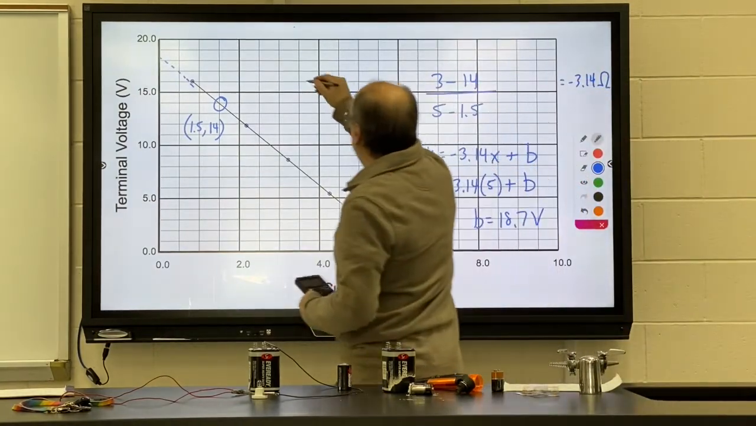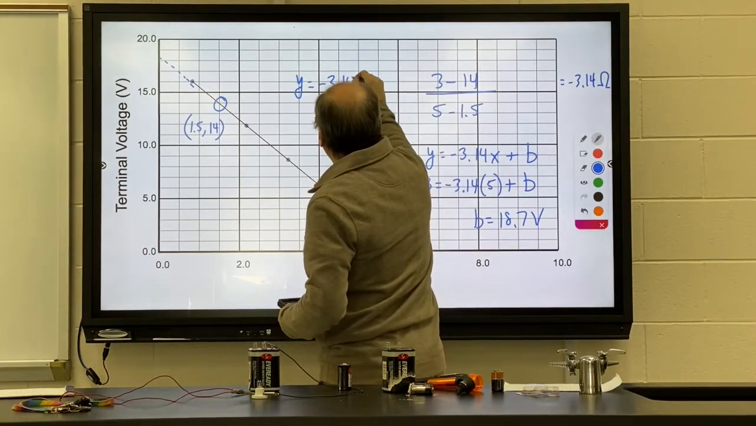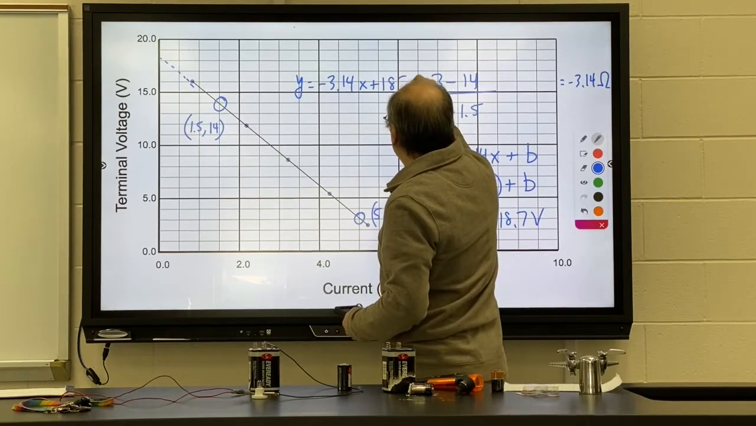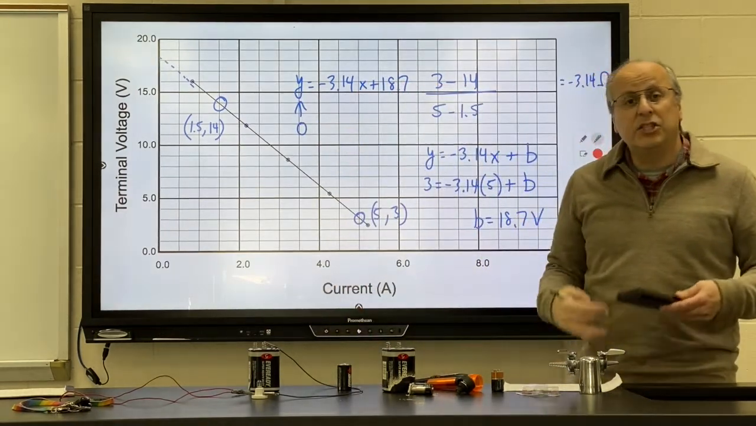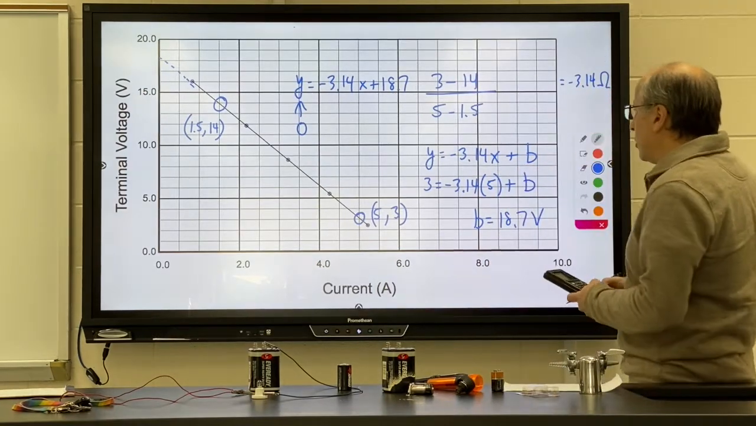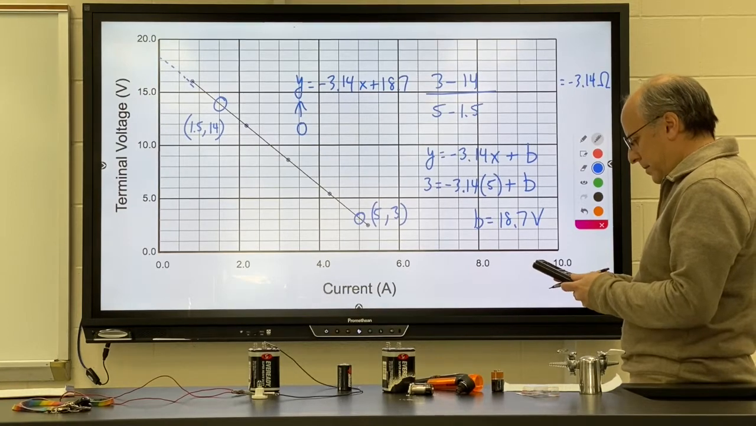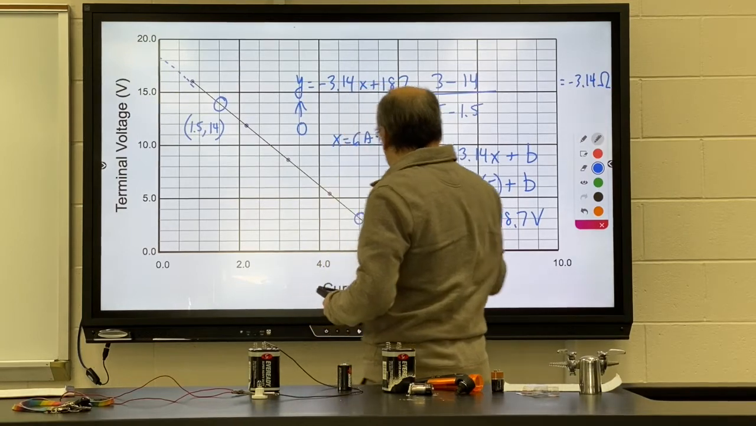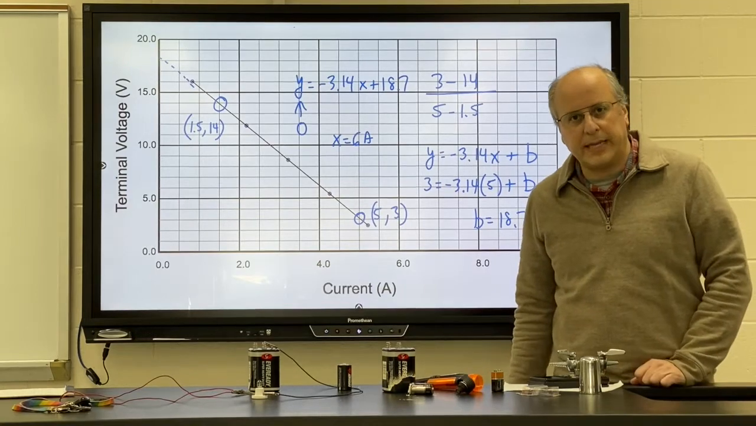Finally, the x-intercept you get by using your slope, using your y-intercept, and plugging 0 in for y. 0 for y would tell us when it's going to hit the x-axis. So go ahead and do that. And I get around 6 amps, which looks pretty good. Okay, looks really close to where it was heading.